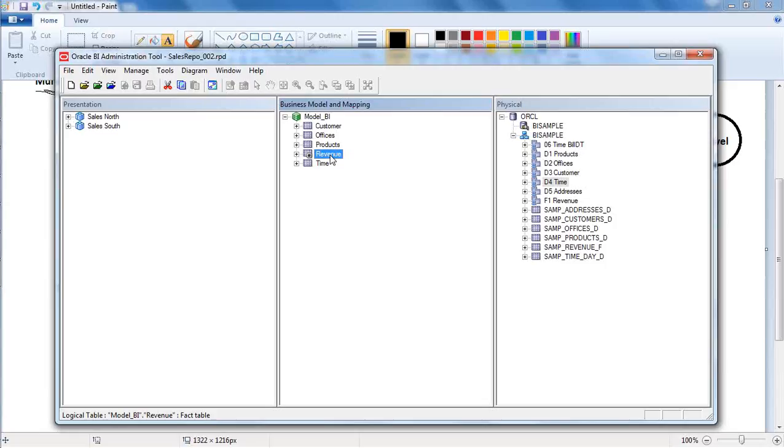So this is a logical join. These joins in the BMM layer are different, which are logical joins. The joins in the physical layer are different, which are physical joins. From the perspective of our scenario, we are using more or less the same tables in the physical layer and the BMM layer.